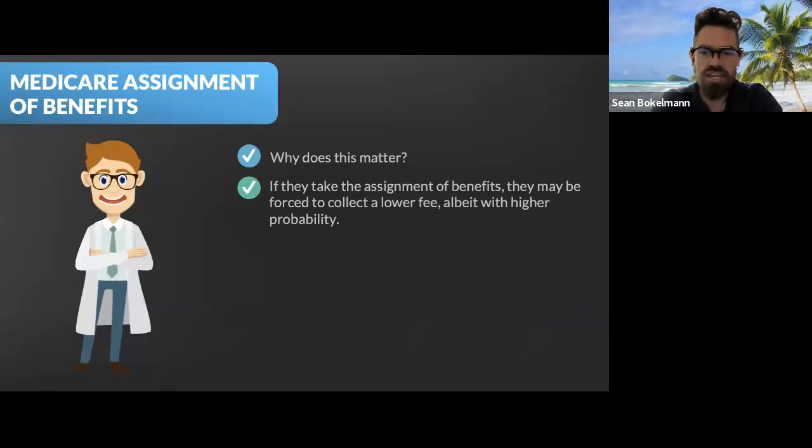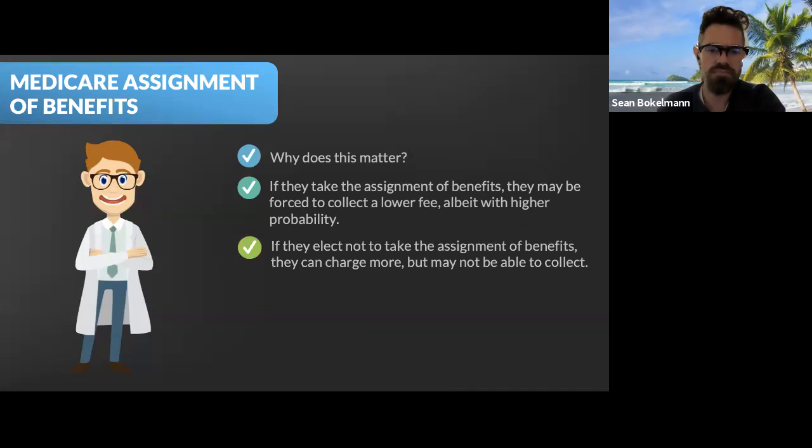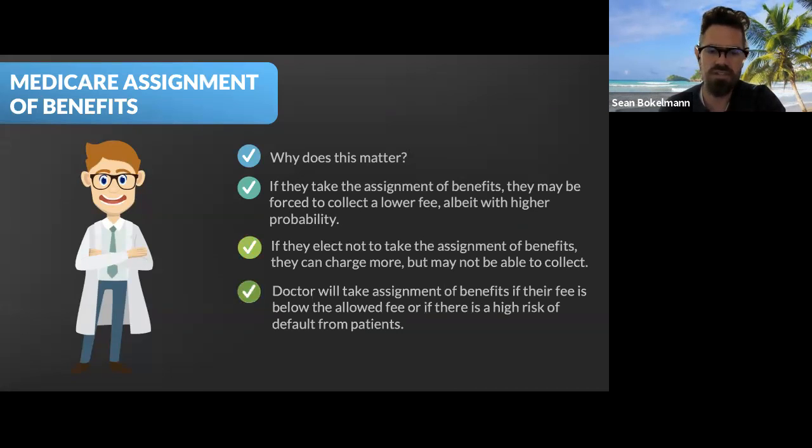It was an election, so they could choose to take it or not. And if they chose to take it, they might be forced essentially to take a lower fee, but they would have a better chance of collecting. So the risk would be reduced, right? But I guess the expected payout might be lower because the fee would be lower. Or they could choose to not take the assignment of benefits and they could charge more, but there's a higher risk of being unable to collect the payments.